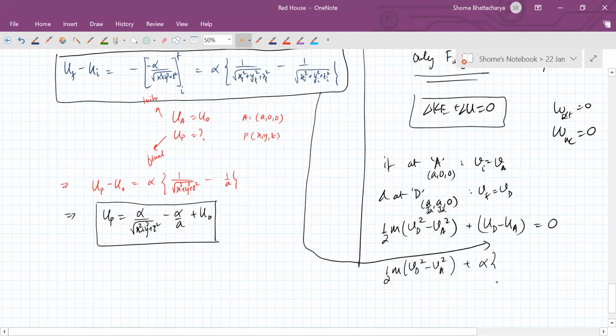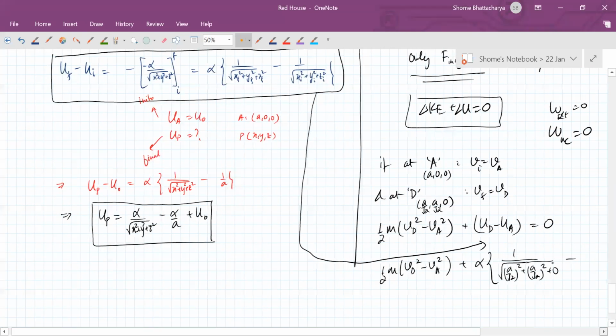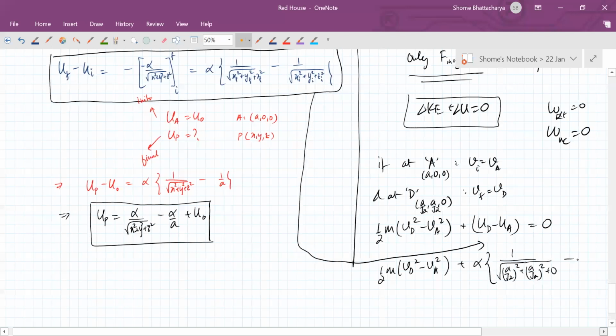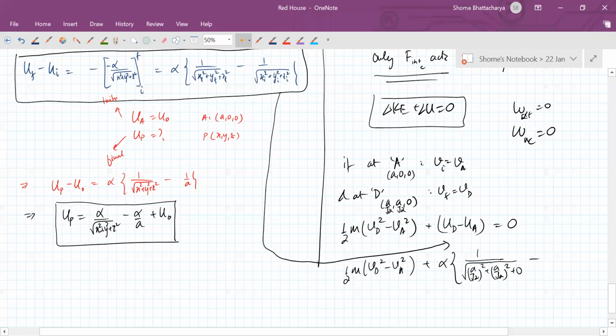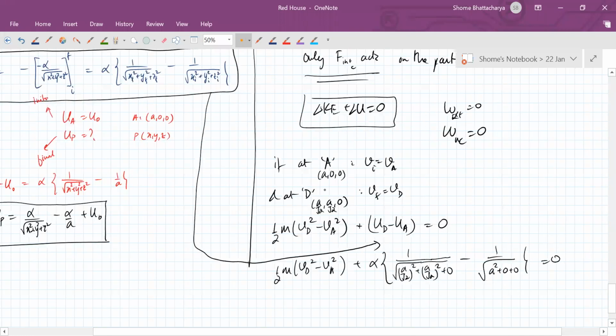Plus alpha into, now this will become the final coordinates substituted there. So square root of A by root 2 square plus A by root 2 square plus 0, minus the initial coordinates substituted in that. So the initial coordinates were A, 0 and 0. Okay. So this total thing should be 0. Change in kinetic energy plus change in potential energy should be 0.